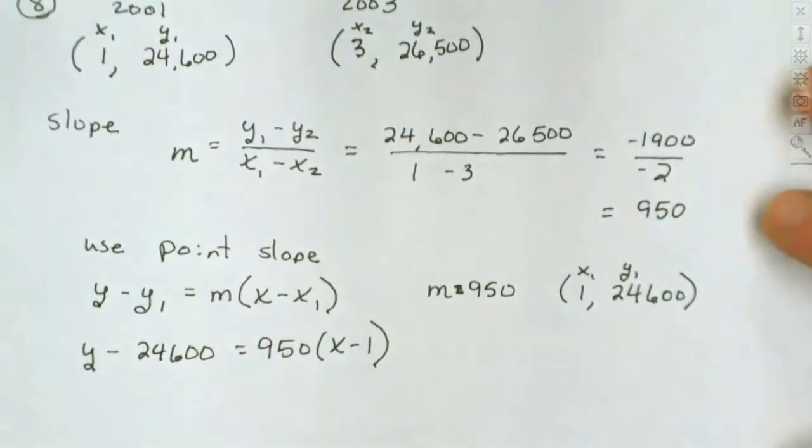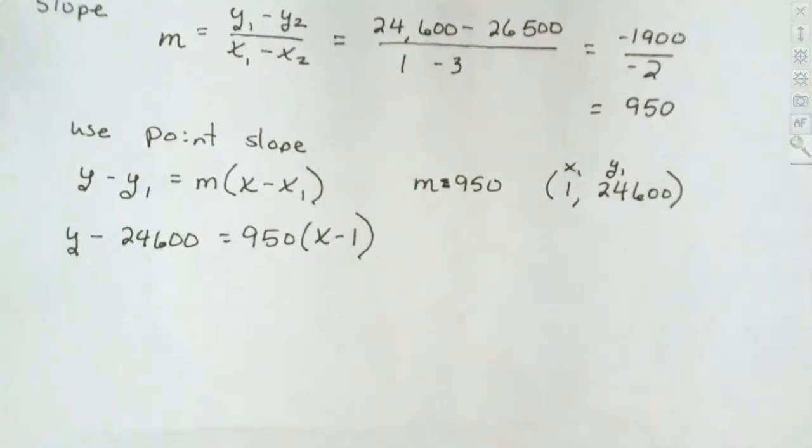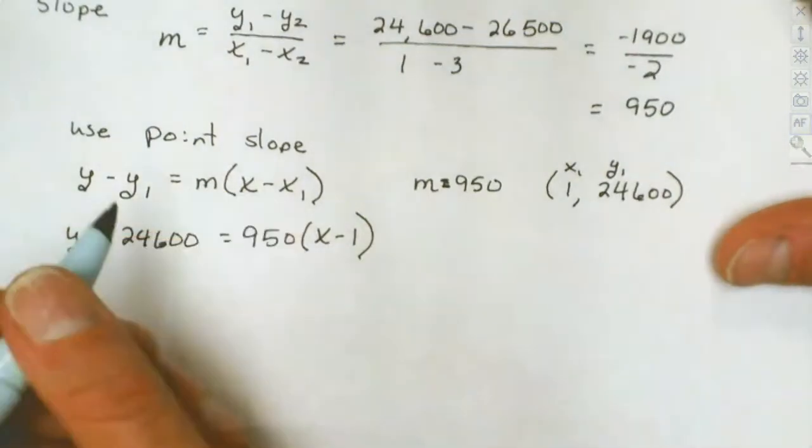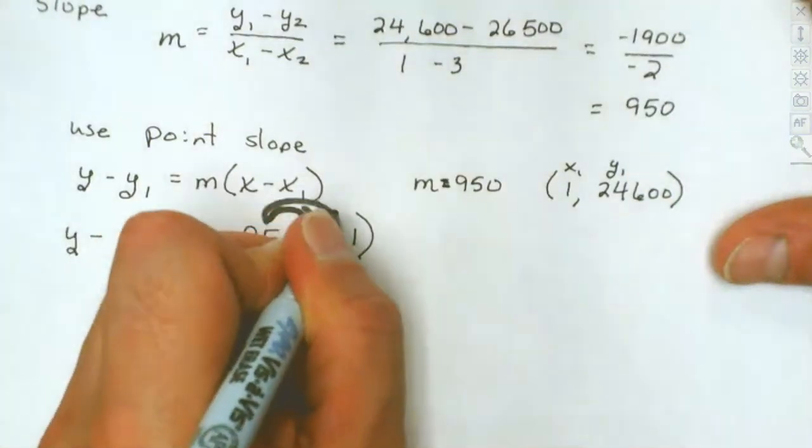And we want this one in slope-intercept form. And the answer is wrong in the key. That's why I had to scratch it out and write the correct answer, because it calculates the wrong way. So that's why it's fixed in your key. You're going to distribute that 950 through.